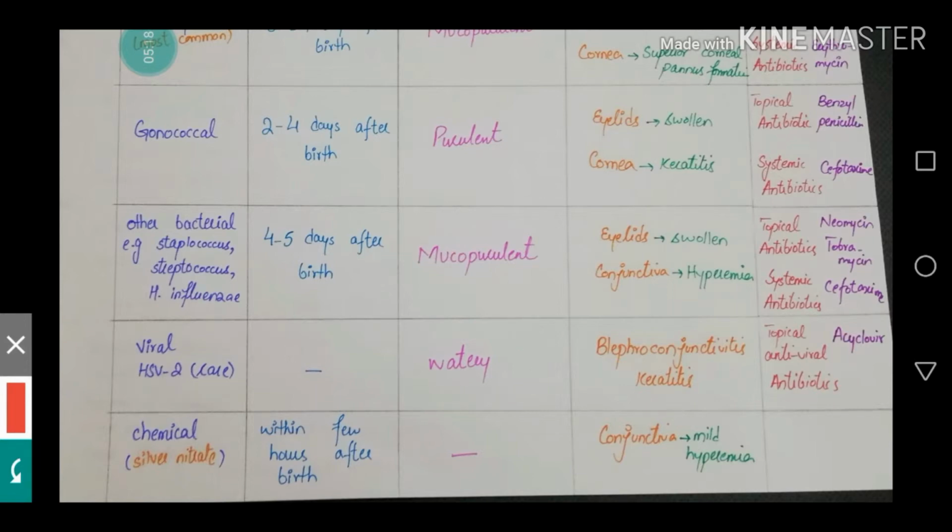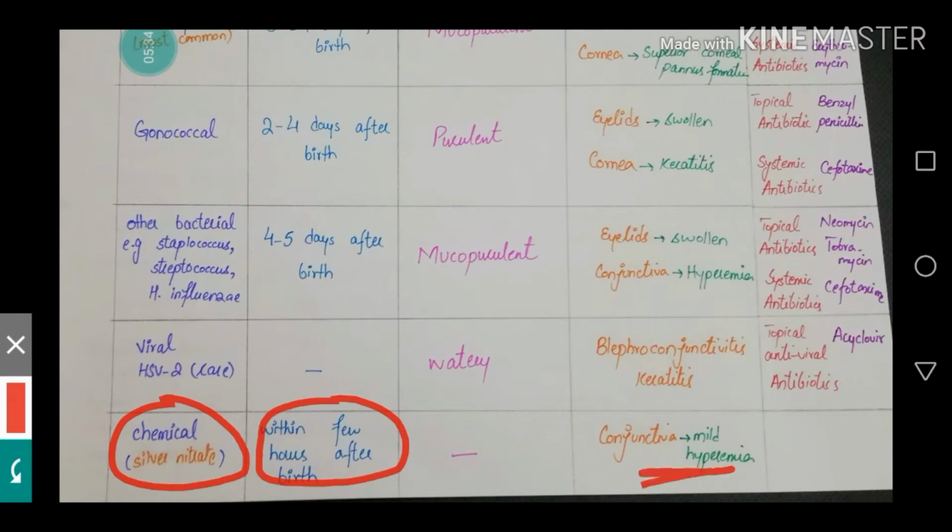For this we can give acyclovir in the form of topical antivirals, or we can also give the patient some antibiotics. Now if it is chemical, for example silver nitrate, which is most notorious for causing this, it will present specifically within a few hours of birth. It will have no specific discharge, but the conjunctiva will become hyperemic. There will be increased redness in the conjunctiva. So the treatment for chemical etiology is simply to wash it so that the chemical can be removed and the baby can be cured of this eye pathology.